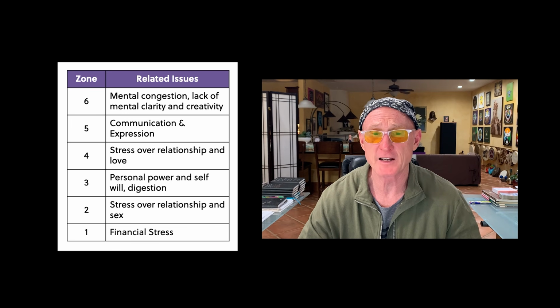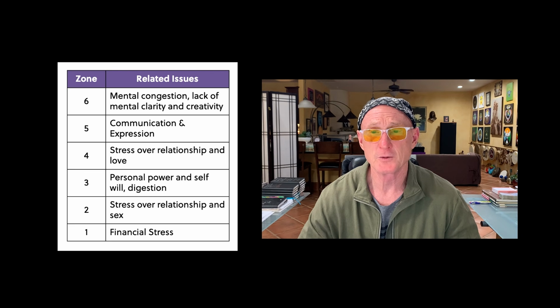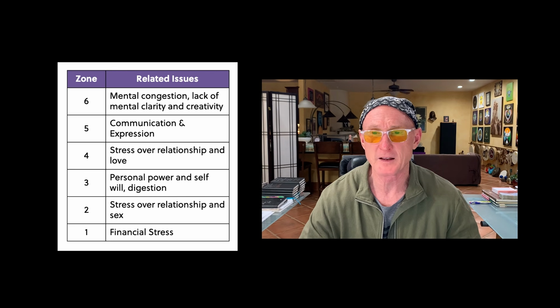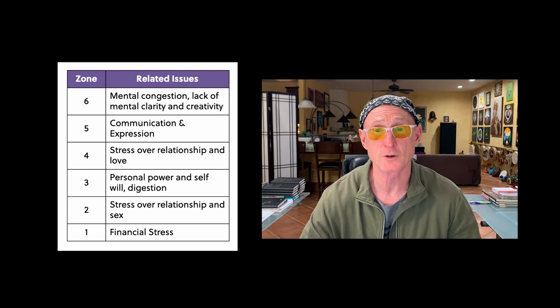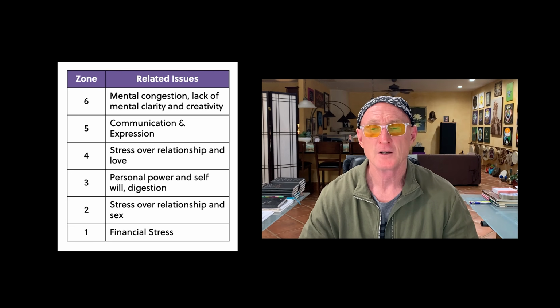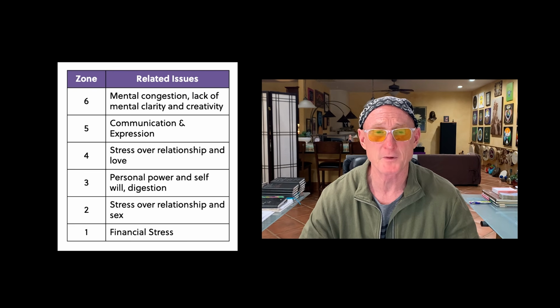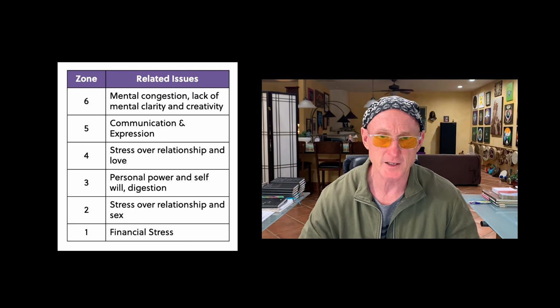Zone 3, which is right in the region of your solar plexus, is all to do with personal power, self-will, and digestion. Zone 4, the region of the heart, is stress over relationships and love. Zone 5 is communication and expressing yourself creatively, in relationships and in life. And zone 6 is mental congestion, lack of mental clarity, and lack of creativity or lack of using your creativity. So here you see how the psyche influences the physiology of the body. Remember, the mind is God to the body.